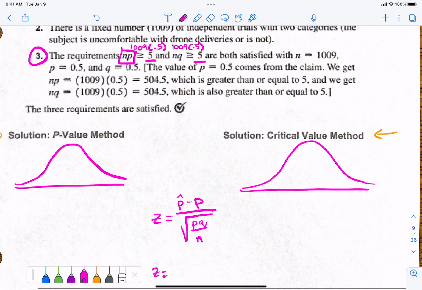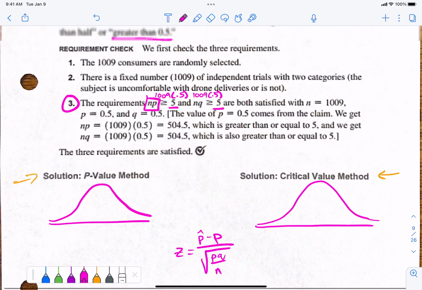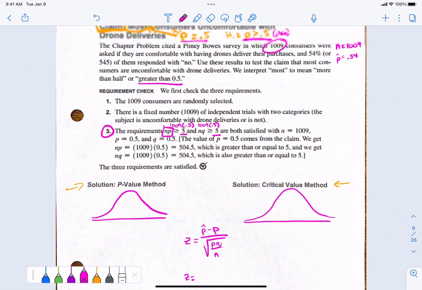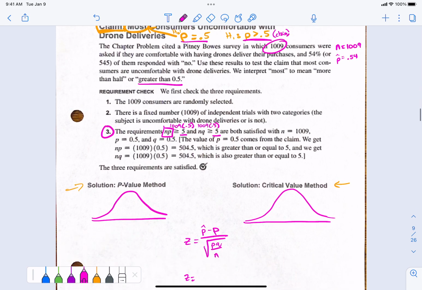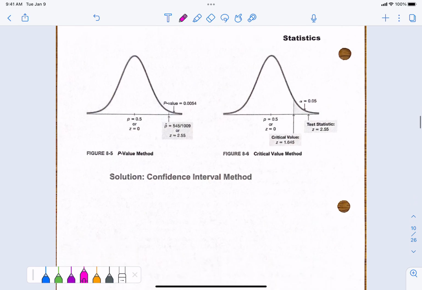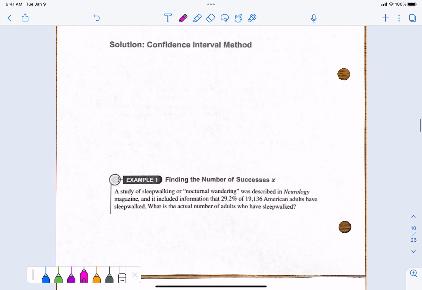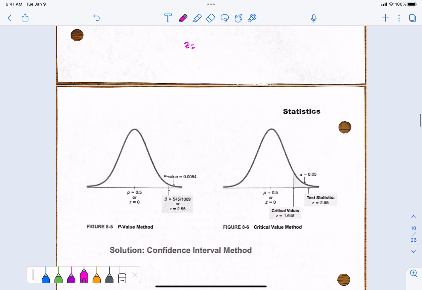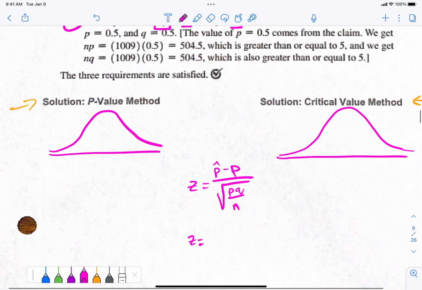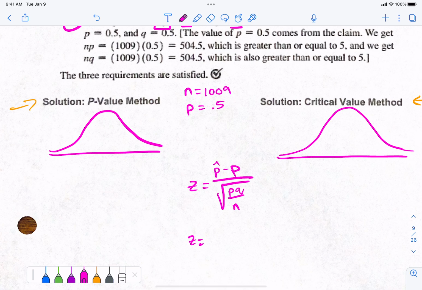That's my formula. Do we have a confidence level we want? Do they tell us? No. Aren't we finding Z? Yeah, we're going to find Z. Well, we need it to do the rest of the process. Okay, I'm going to write down my steps. N equals 1009. P equals 0.5.